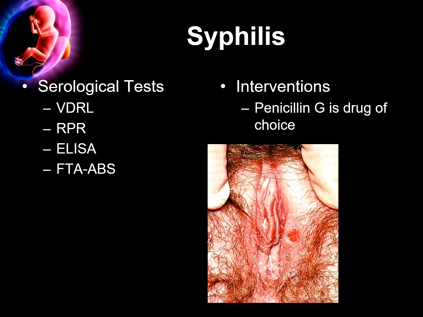And the serological test, a blood test, includes the VDRL, the RPR, that's a very common one, and then the ELISA is used, and the FTA-ABS. And then the interventions: penicillin G is a drug of choice, and again, it can stay in the body for several years if left untreated. It is treated with antibiotics and needs follow-up testing in 3 and 6 months.